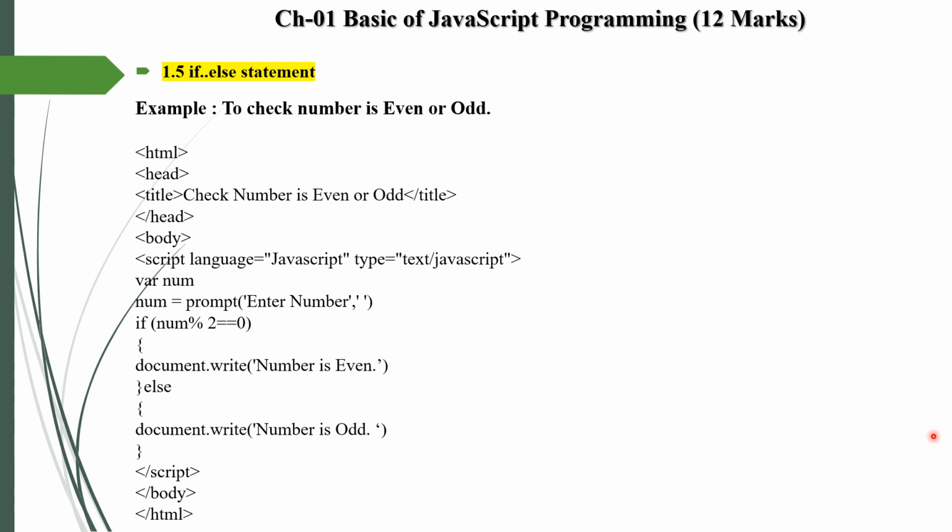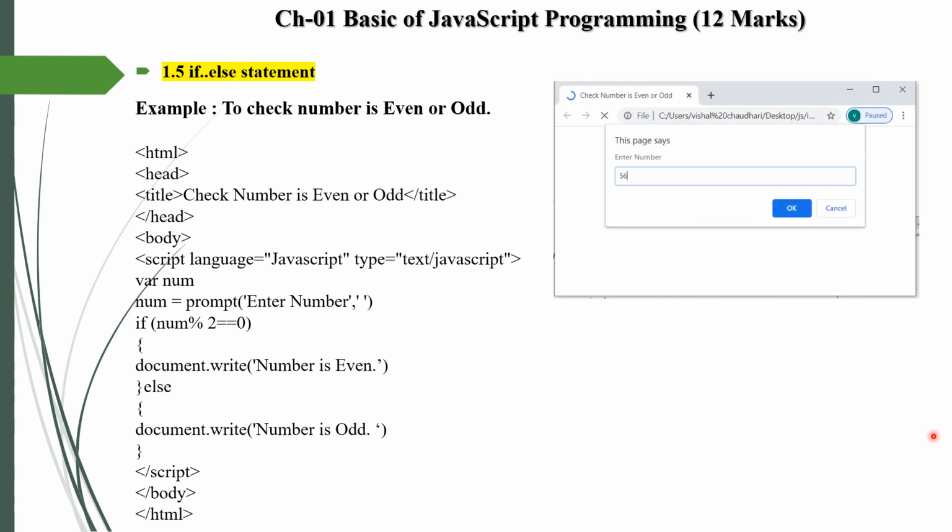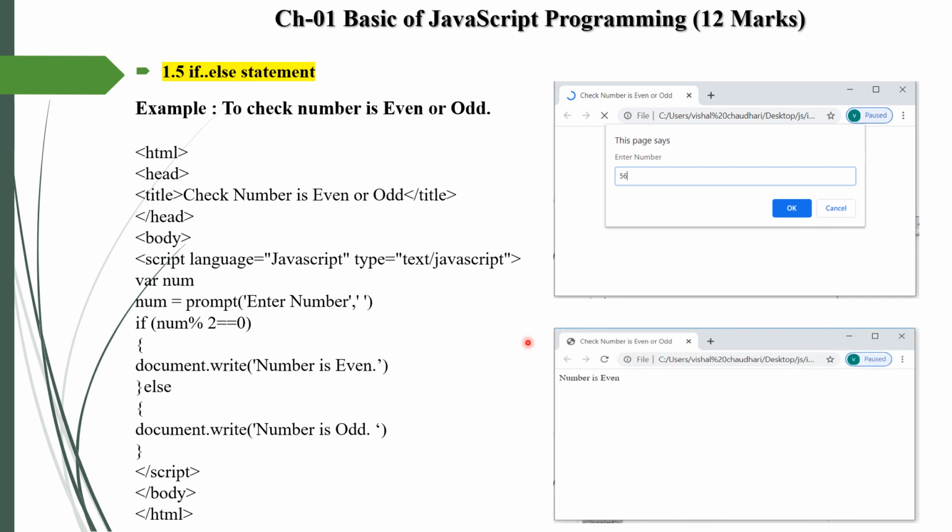Okay, so the output of this code is displayed like this. First, the browser with the title check number is even or odd. Then for input, one alert box is displayed: enter the number. Here we enter 56. After you click on OK, the output is displayed like this: number is even. So it is a simple example of the if-else statement.